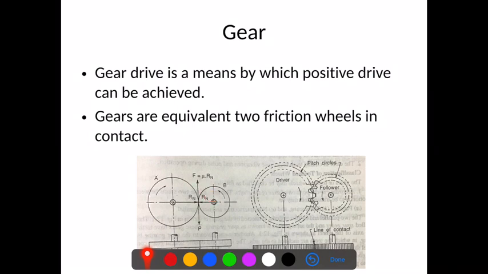Now in our gear drives, this slippage can be avoided by adding a projection on the peripheries of these wheels, and that we generally call teeth. So the teeth on wheel A will reside in the recesses on wheel B, and vice versa. This type of arrangement we are going to use in our gear drives for avoiding the slippage, and that's why these types of drives are called positive drives.